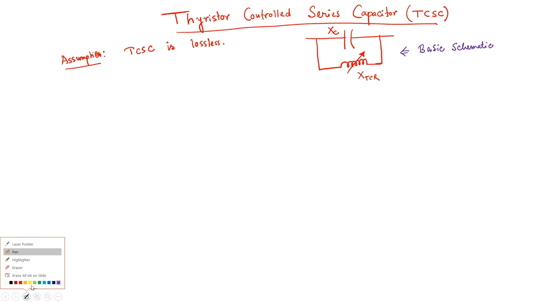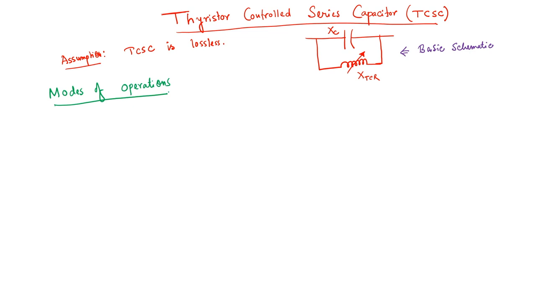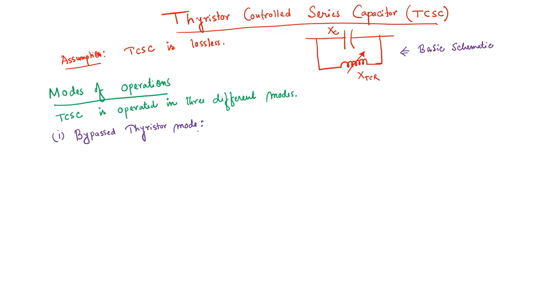Next, we will try to understand the modes of operation of TCSC. Basically, this TCSC operates in three different modes, and I will discuss each of them. What are the three different modes? Number one is called the bypassed thyristor mode. I will come to what it actually is.